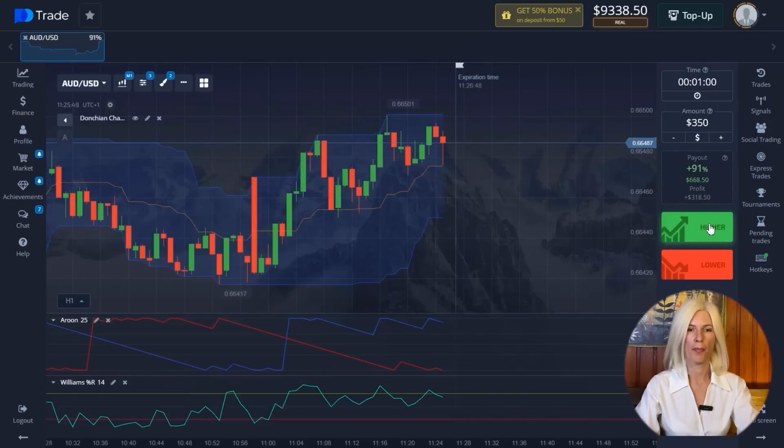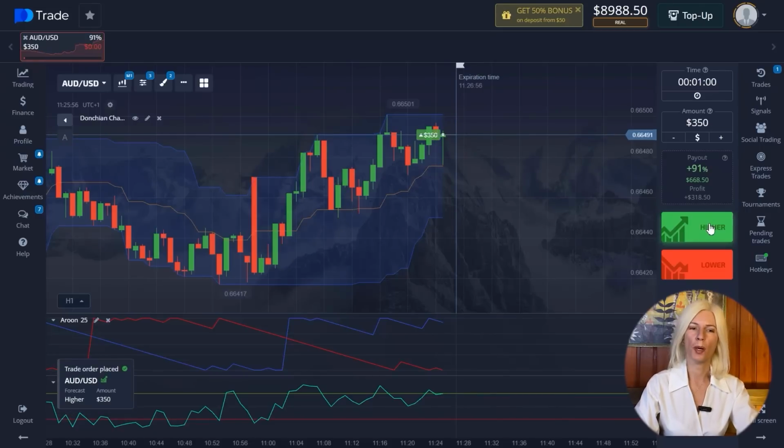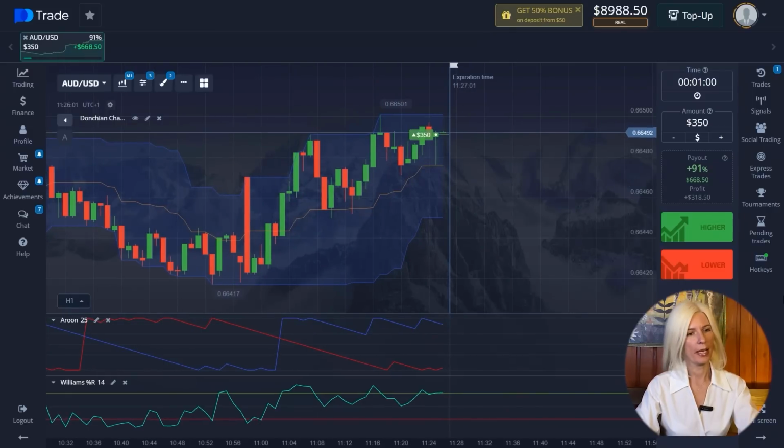Before we continue, I want to open another trade. I see the price rebound up from the middle line of the Donchian indicator, and against this background, I opened an up trade for 1 minute with $350. In addition, I took into account the data from the Aroon indicator because its blue line, responsible for the upward movement, was near the level of 100 and the red line was near 0, which is a signal as well about the possible growth of quotations. Let's watch it.